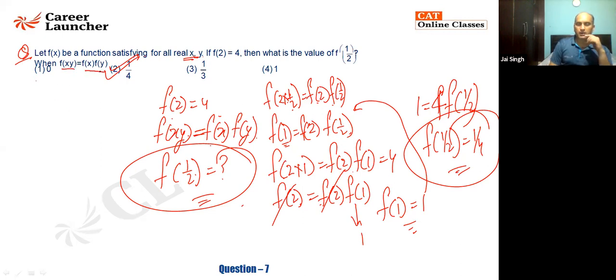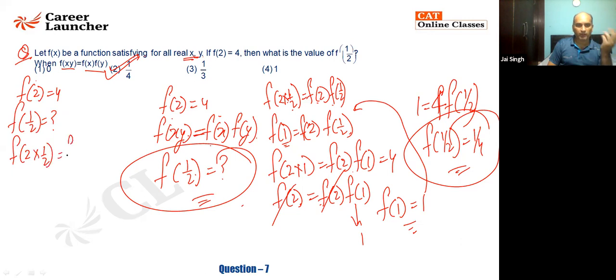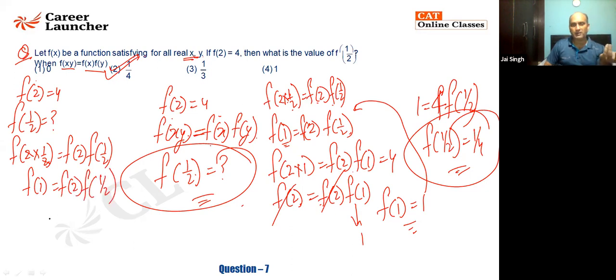My dear, is this thing clear to everyone? I know f2 is given to me as 4 and someone is asking me to find out the value of f half. What I'll do is I'll write f2 into f half, because that is the only way I can find out f half from here. But I know when this gets cancelled out, this is nothing but f1. Now getting f1 is very, very easy. Why? Because any number multiplied with 1 is the number itself.